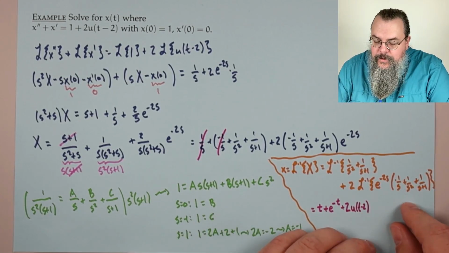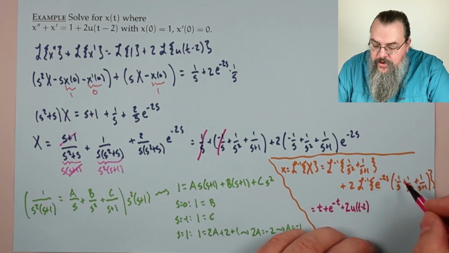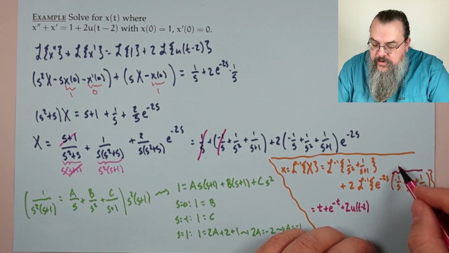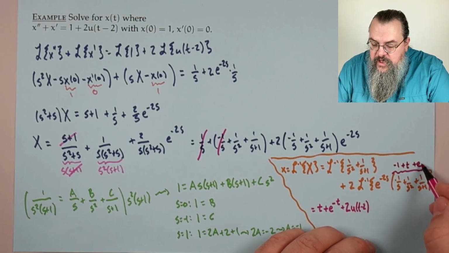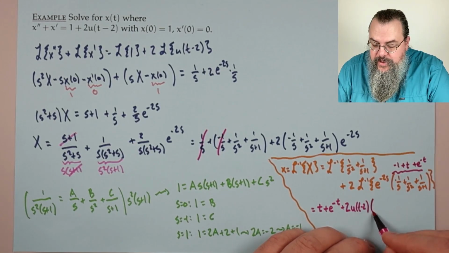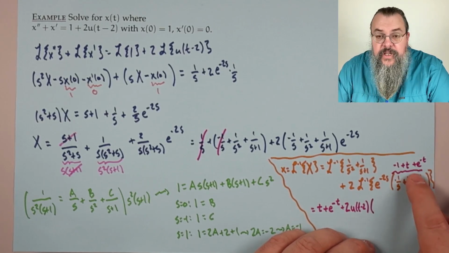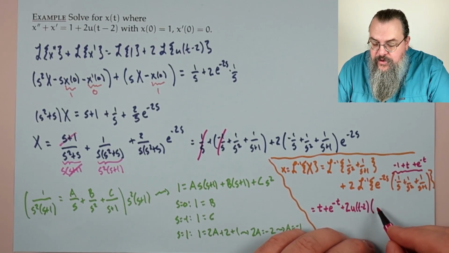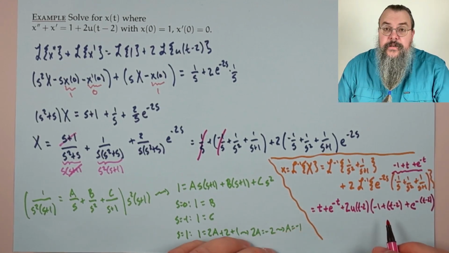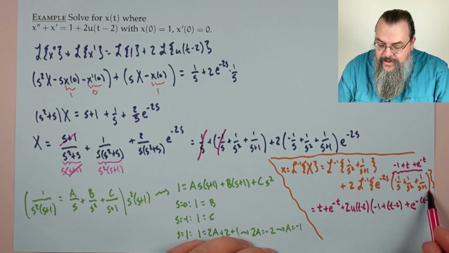Right? So whenever we see an e to the minus as, u of t minus a. Now, normally, what would we have? Well, this part right here, without the e to the minus 2s, would become minus 1 plus t plus e to the minus t. So what is it going to become now? Well, it's going to become that thing, except instead of t, t minus 2. So minus 1 plus t minus 2 plus e to the minus t minus 2. And that's it. We're done.